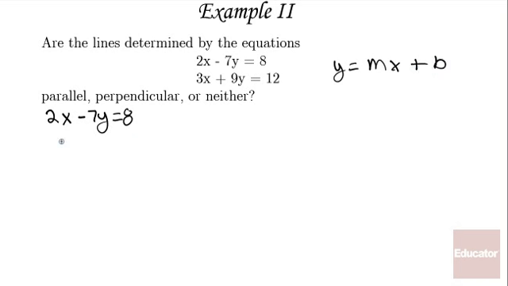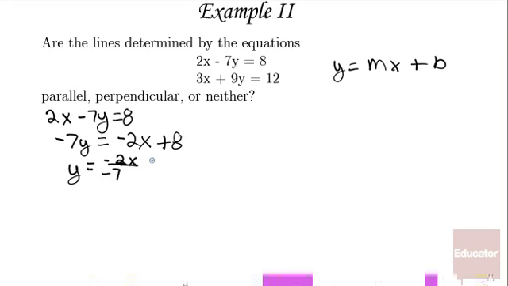I'm going to subtract 2x from both sides to move that over to the other side to get it into this form. That gives me minus 7y equals negative 2x plus 8. Next, I'm going to divide both sides by negative 7.